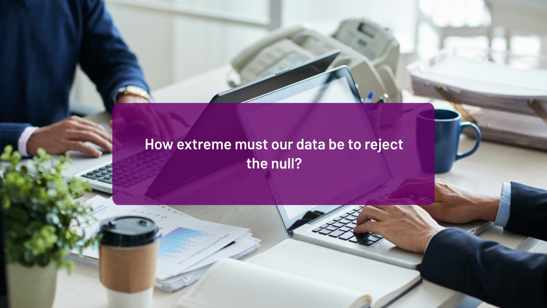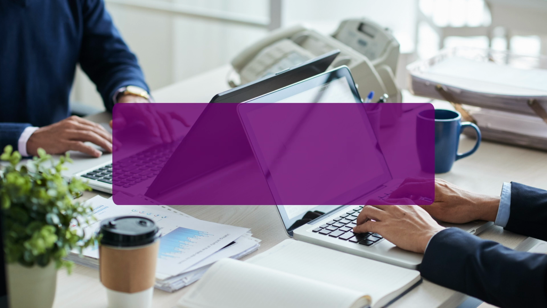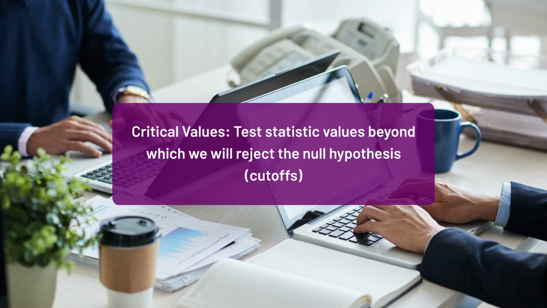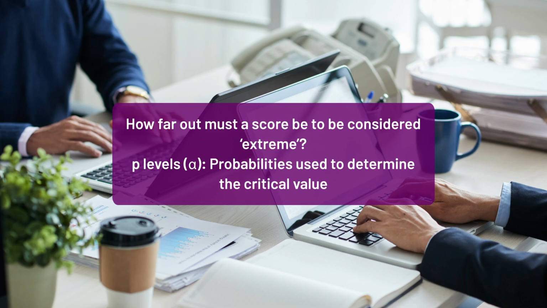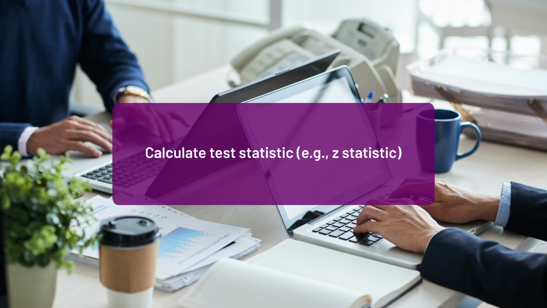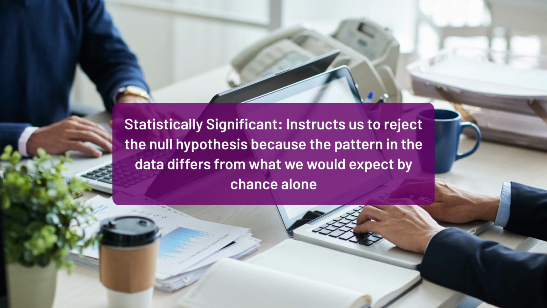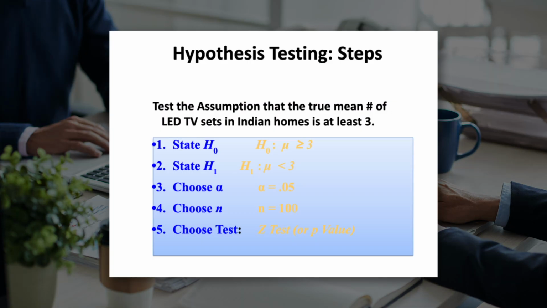How extreme must our data be to reject the null, and what is the test statistic value beyond which we will reject the null hypothesis? How far out must a score be to be considered extreme? The p-level is the probability used to determine the critical value. Calculate the test statistic, that is the Z statistic, and make a decision. Statistically significant results instruct us to reject the null hypothesis because the pattern in the data differs from what we would expect by chance alone. So test the assumption that the true mean hash of LED TV sets in Indian homes is at least 3.